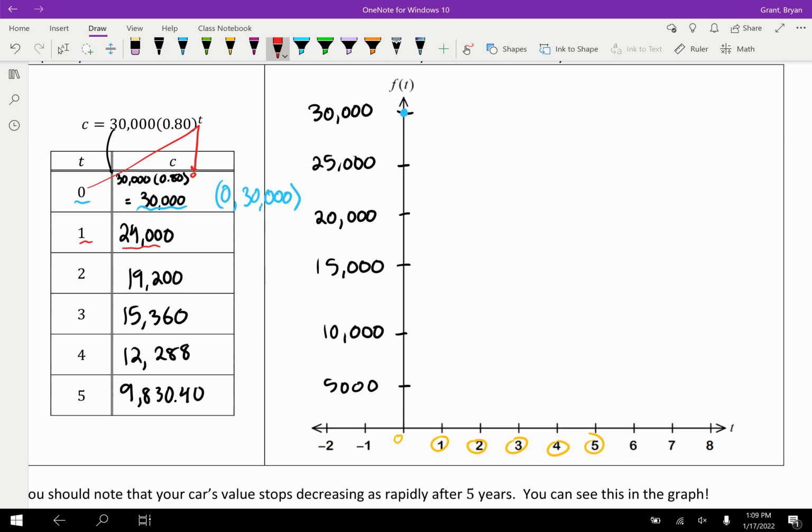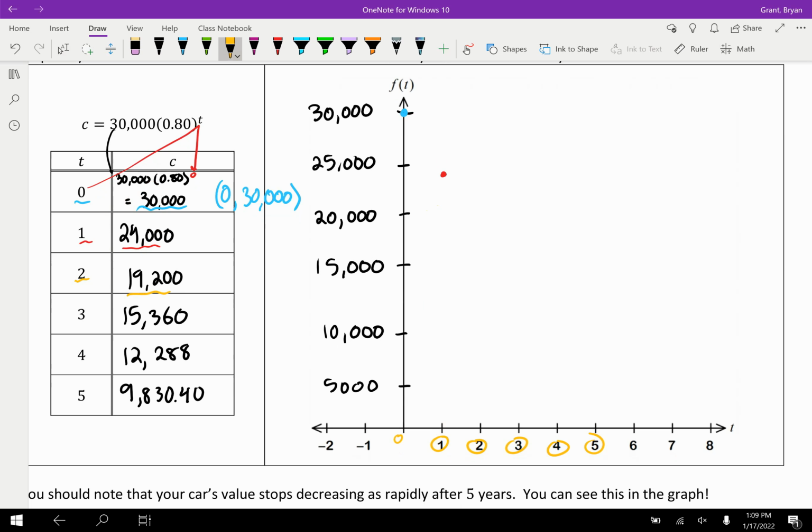My next one is the point 1, comma 24,000. 24,000 is just under this 25 mark, so maybe right about here. Okay. And so maybe you can do that quick math and realize that your car lost $6,000 worth of value in the first year. All right, let's do the next one.